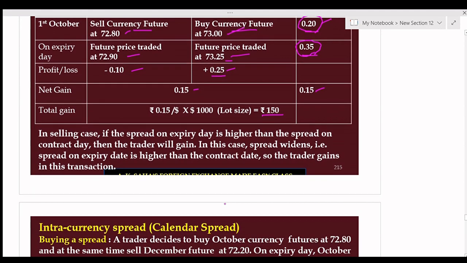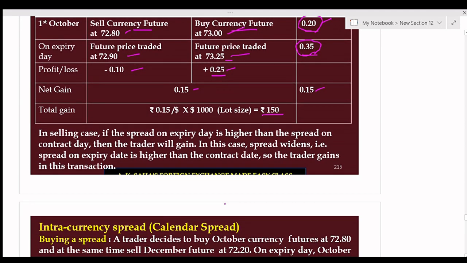In the selling case, if the spread on expiry date is higher than the spread on the contract day, the trader will gain. In this case, the spread widens, that is, the spread on expiry date is higher than the contract date, so the trader gains in this transaction.